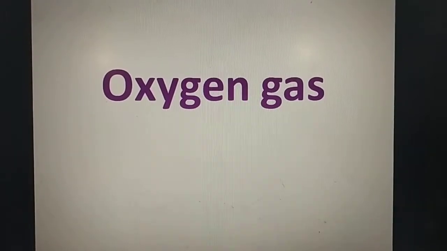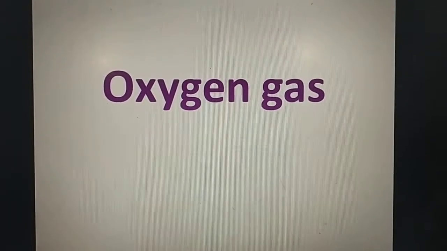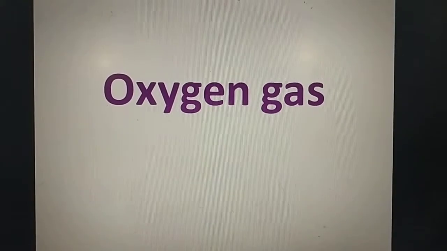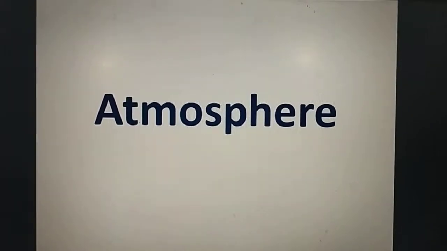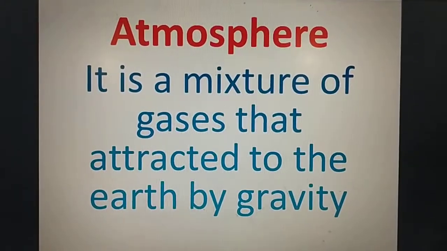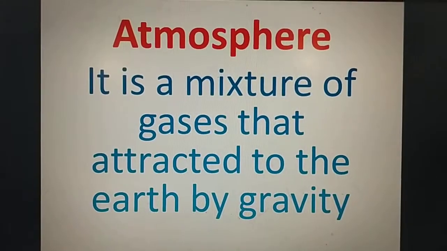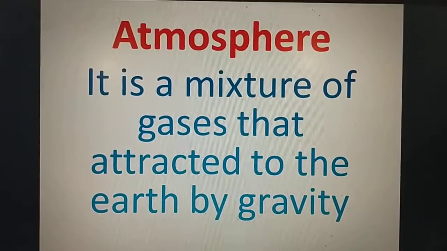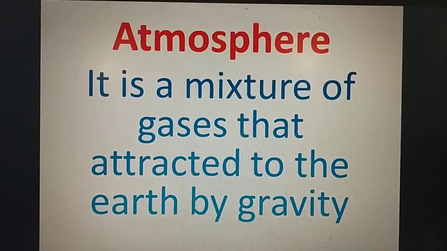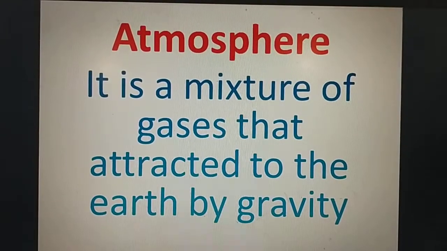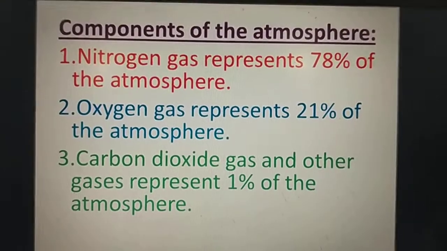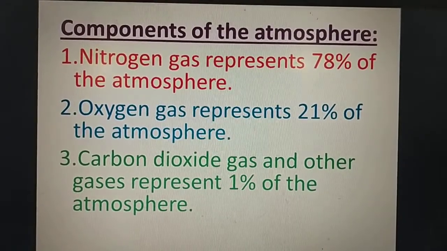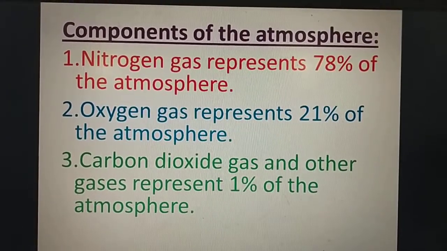But first, do you know that the Earth is surrounded by something called the atmosphere, which is attracted to the Earth by gravity? So, what is the atmosphere? The atmosphere is a mixture of gases that are attracted to the Earth by gravity. Okay, what are these gases? To know the answer, let's talk about the components of the atmosphere.